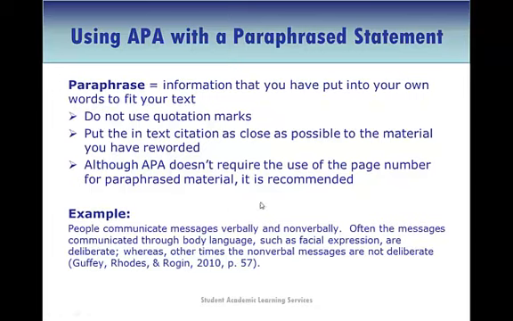So here's the example of the paraphrase. Notice that I've reworded it. It's not in quotation marks, but my in-text citation looks exactly the same as from when I quoted. Guffey, Rhodes, and Rogan, 2010, p. 57, which stands for page 57. Okay, so whether I've quoted, and that's when I've used quotation marks and kept the words exactly the same, or I've paraphrased, which is when I've reworded it, in both cases I need to have my in-text citation right beside the information.